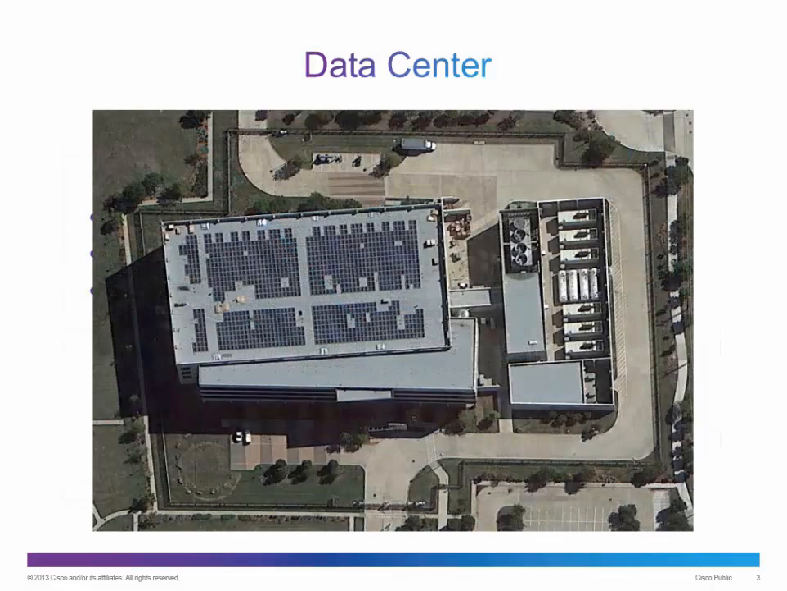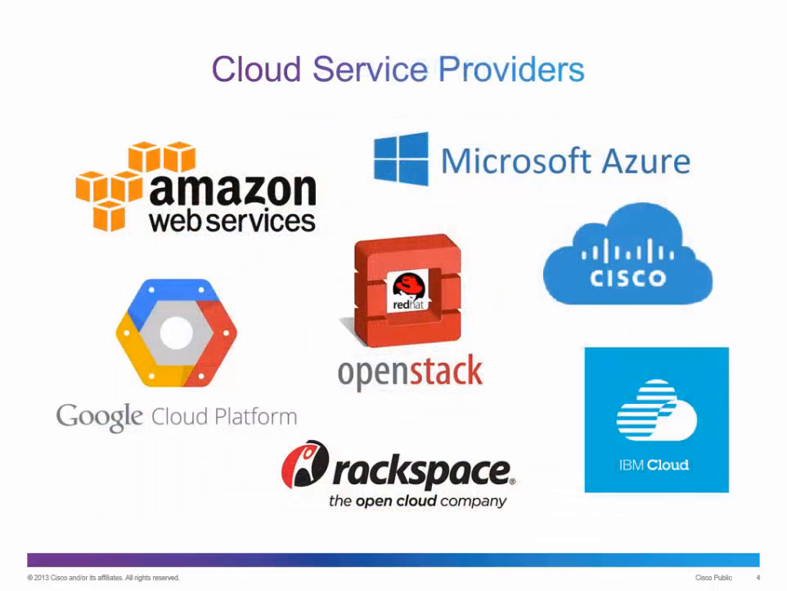Only very large organizations like Facebook or Google can afford to build their own private data centers to provide services to their users. Other smaller organizations lease space from a data center. Cloud service providers like Cisco or Amazon Web Services or Microsoft Azure offer their services out of data centers.